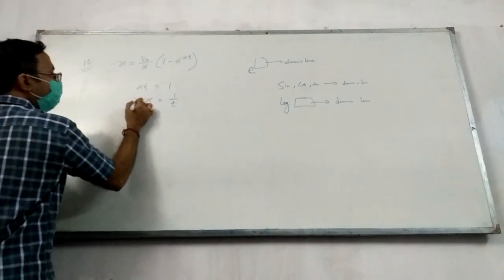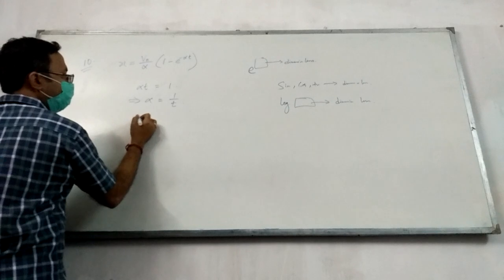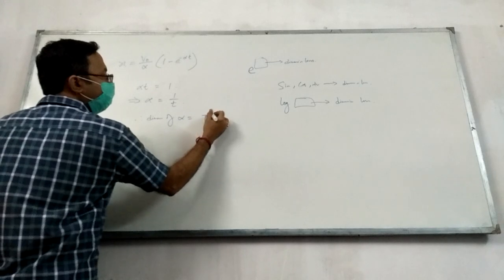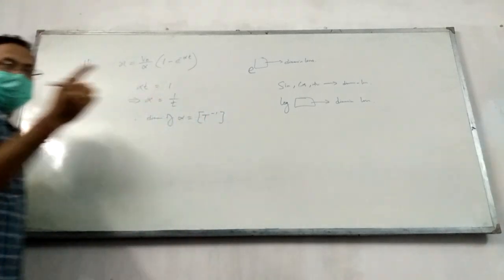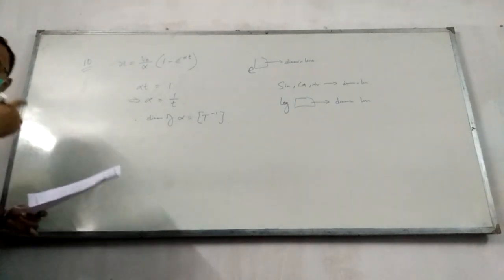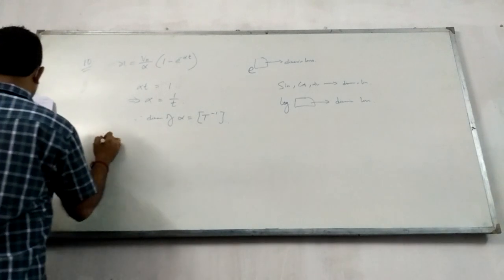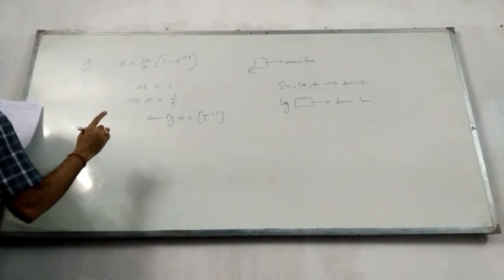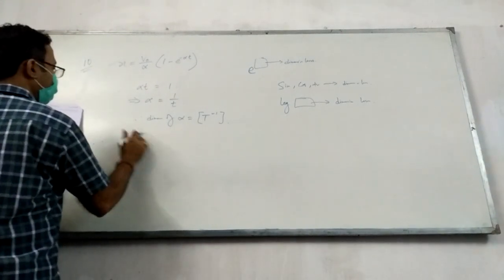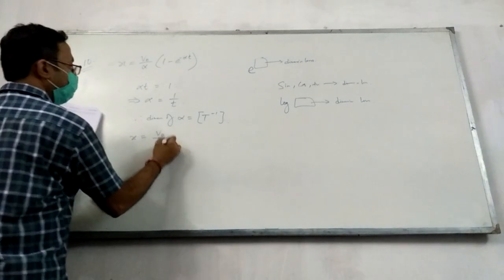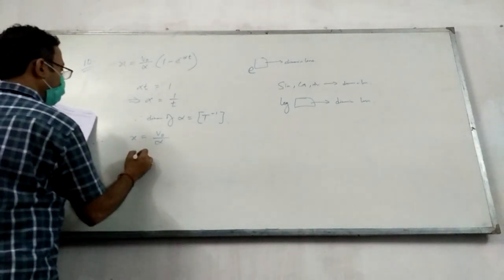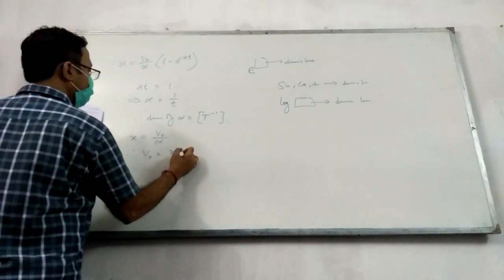So therefore dimension of alpha equal to T to the power minus 1, T is time. So the dimension of alpha is T to the power minus 1. Okay, good. Now finally the dimension of v naught has to be found out. So dimension of x should be equal to dimension of v naught by alpha. Why? Because whatever comes after that is dimensionless. So v naught will be equal to x into alpha.